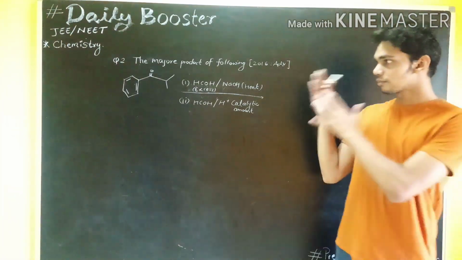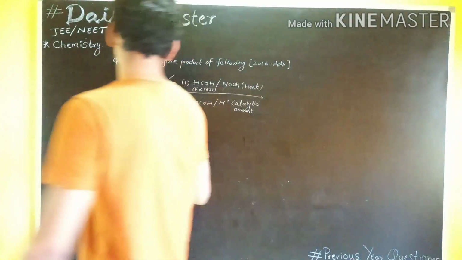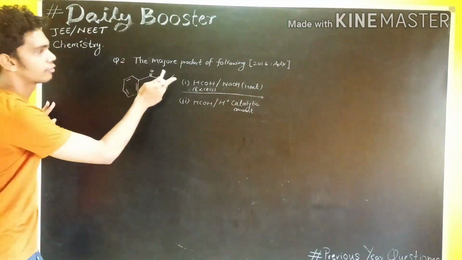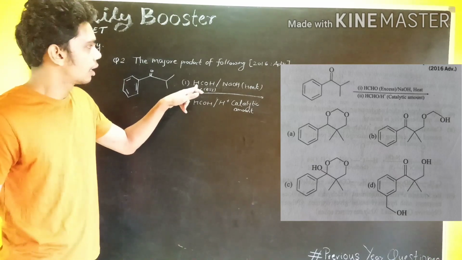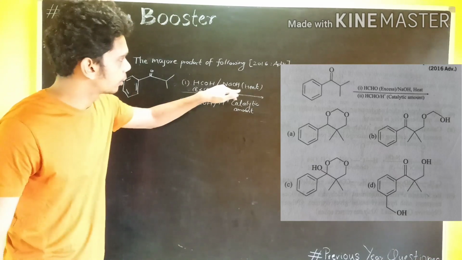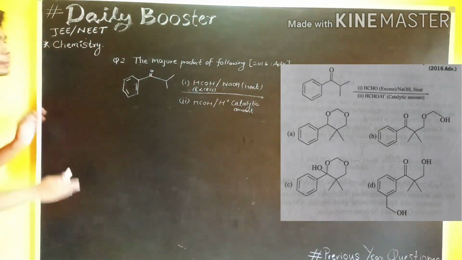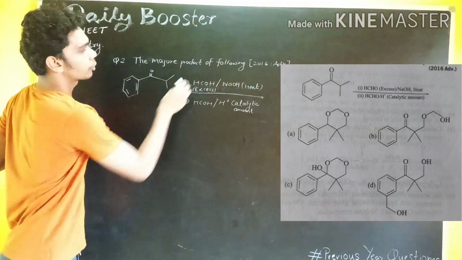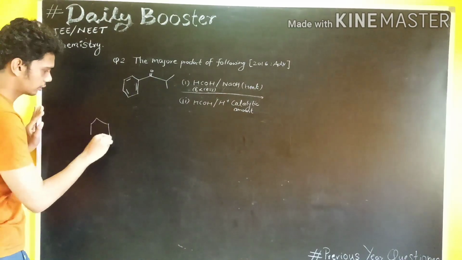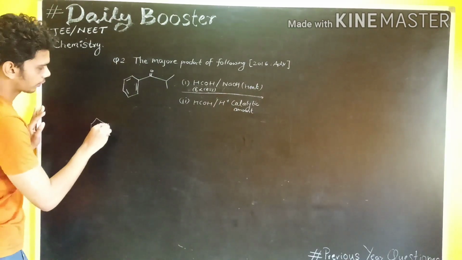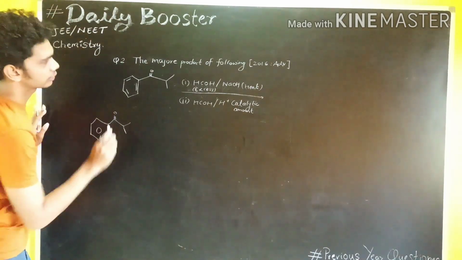Okay, now the next question is this, and options are given below here. In this case, the structure is given. The first step and second step have been given. The first step is excess NaOH and heat, and the second step is there. So what will be the major product of the following? Let's take this structure here. It has a carbonyl compound here, a ketonic group here, and CH3 attached here.